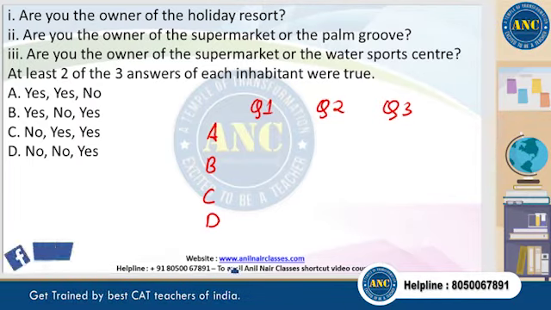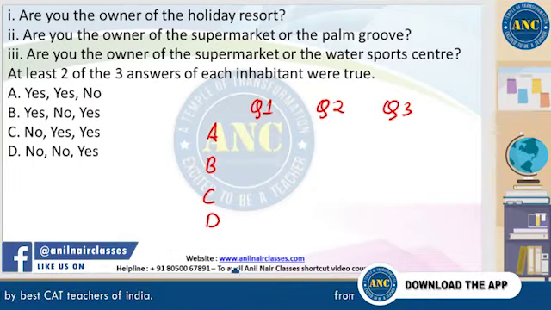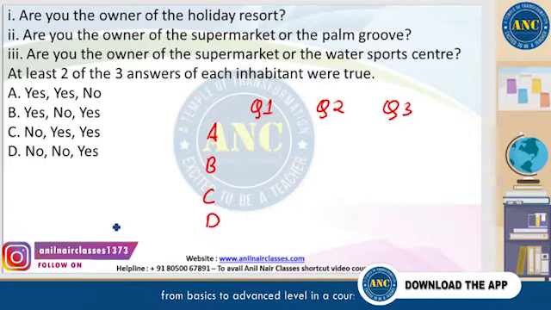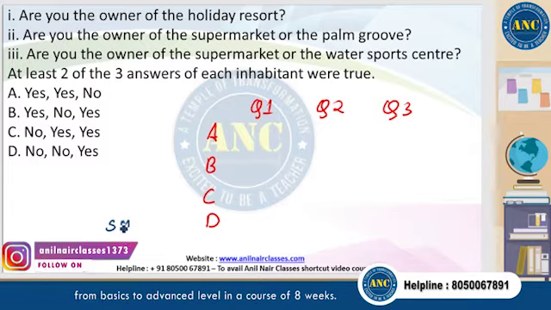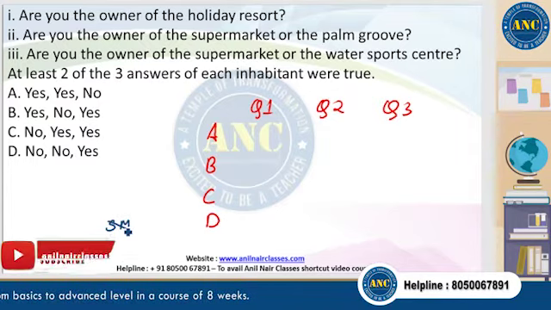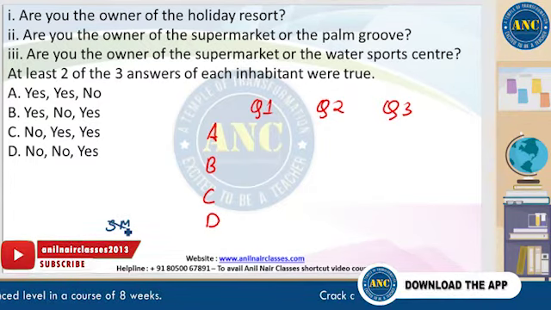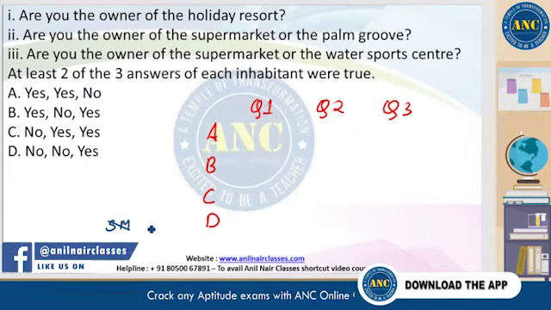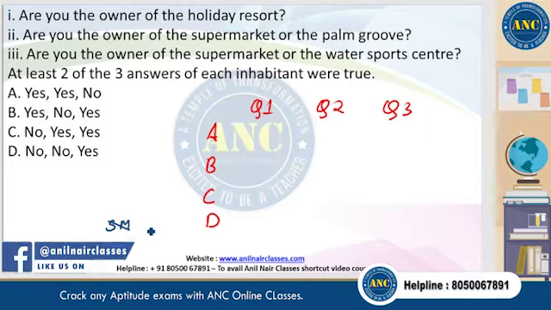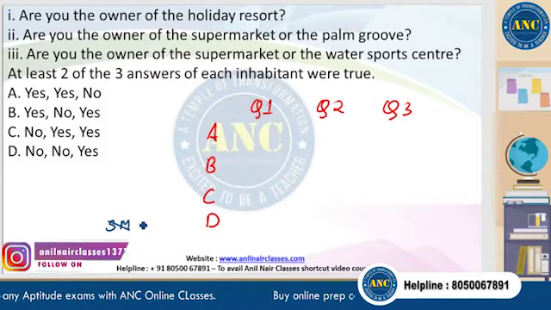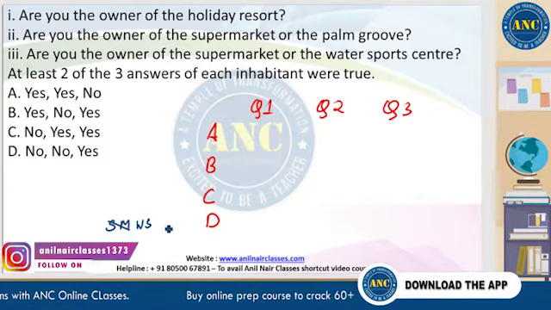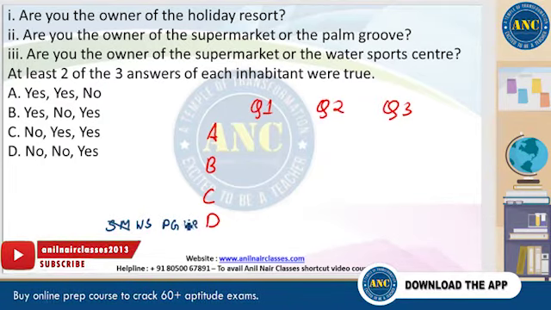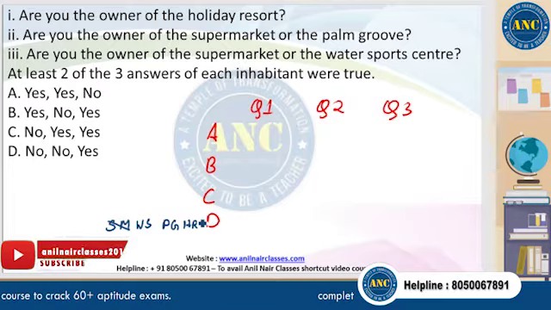Let's start with D here. D says, are you the owner of a holiday resort? We know for sure D is not the owner of the supermarket. He is not owning this particular place called supermarket. So it could be one of the three: a farm grove, a holiday resort, or a water sports center. The supermarket is out of context, right?